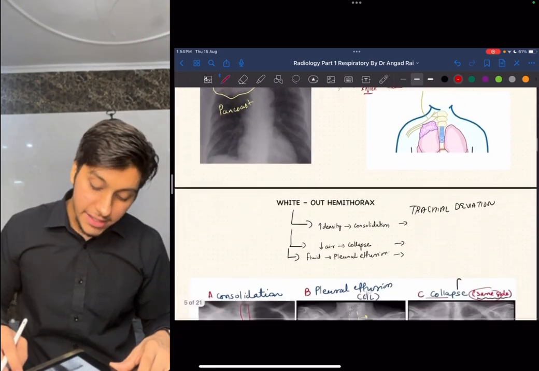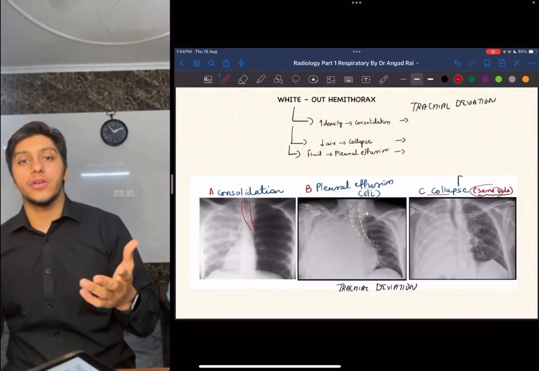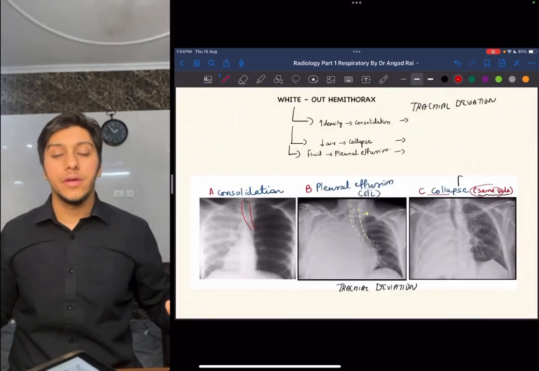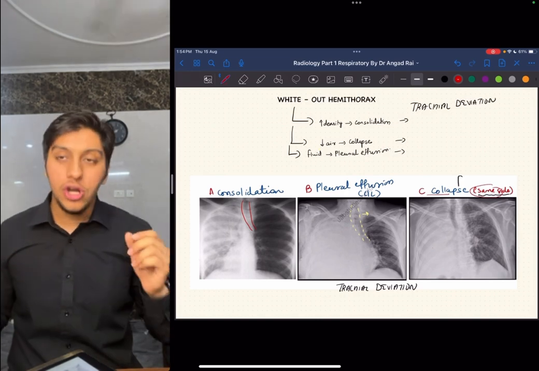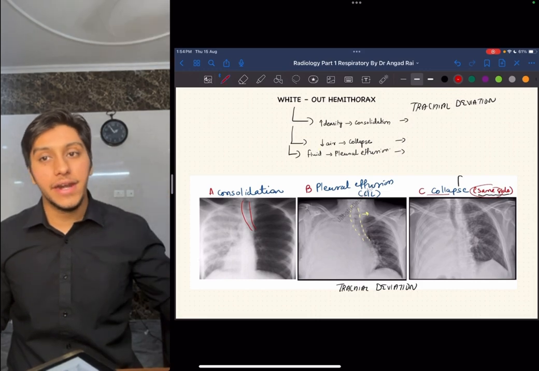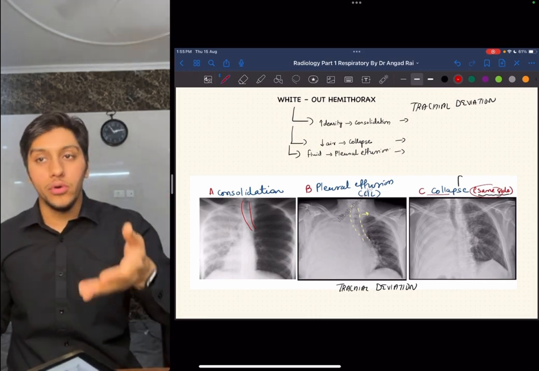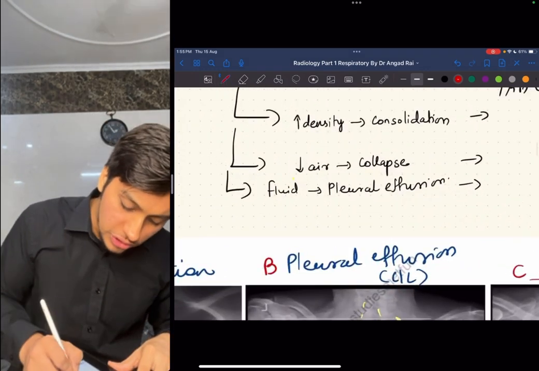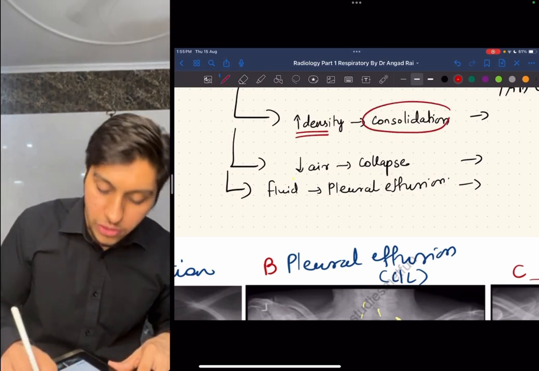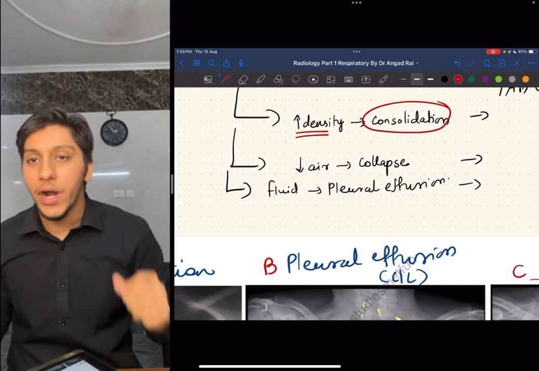Okay, next guys, let us find some conditions with respect to the thoracic cavity in which you will have whiteout and in which you will have blackout. So let's talk about whiteout. Now as I told you earlier, what is black? Wherever there is air, it is going to be black. But if there is no air, what are the conditions? One, what if there is too much density? If there is too much density guys, that will be considered as consolidation, and consolidations will be white in color.